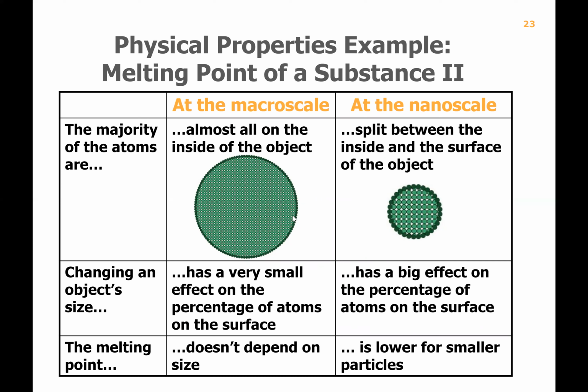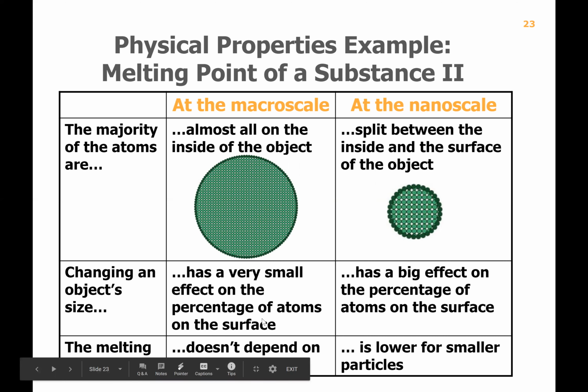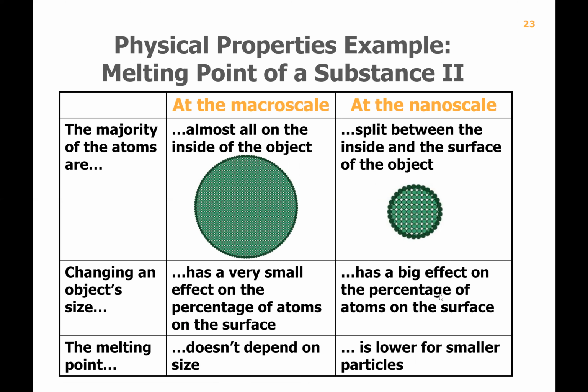So you have a lot of dots and not that many comparatively on the outside. But at the nanoscale, the number of dots inside and the number of dots outside are a lot closer. So you have a much higher percentage of surface atoms at the nanoscale, which is what we saw. Changing the object size has a very small effect on the percentage of atoms on the surface because there's just so many in the middle. But a change in size at the nanoscale has a big effect.